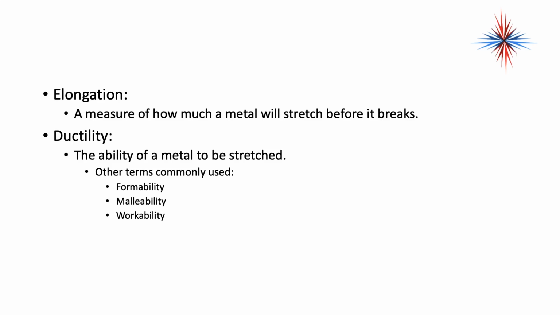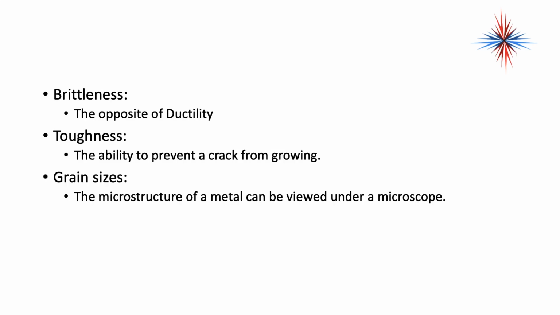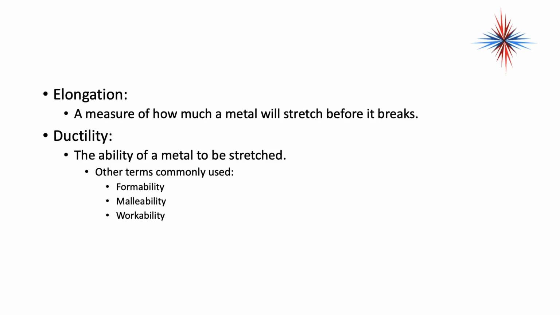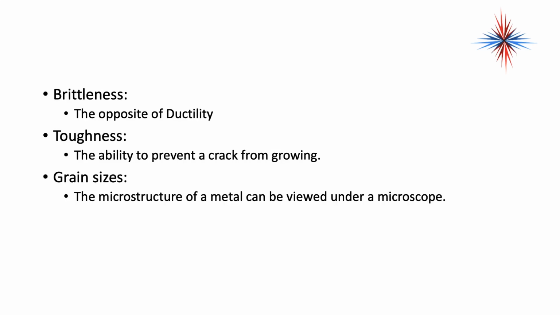Other terms commonly used for this are formability, malleability, and workability. Brittleness is the opposite of ductility: ductility is the ability of metal to be stretched, and brittleness is the ability of the metal to be broken. Toughness is the ability to prevent a crack from growing. Grain size is a measurement of the microstructure of a metal that can be viewed under a microscope.